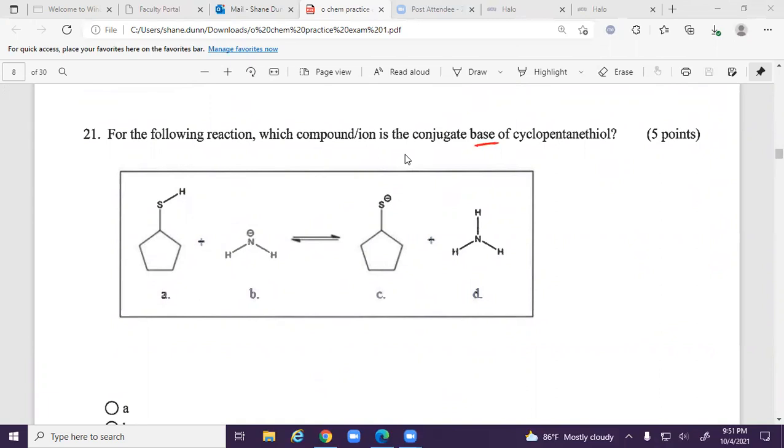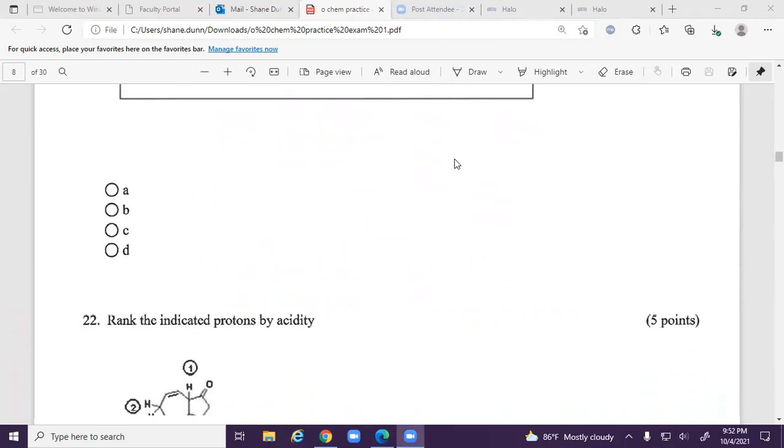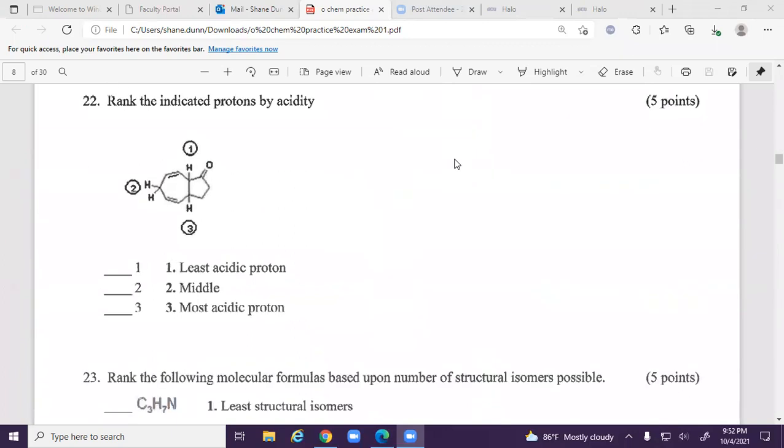Conjugate base. Which one's the original base? So that is the base. Yep. I can already hear the chains. Cool. Rank the acidity of the protons.